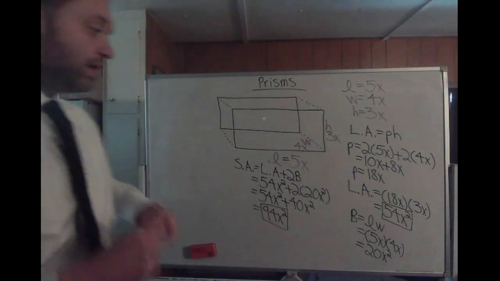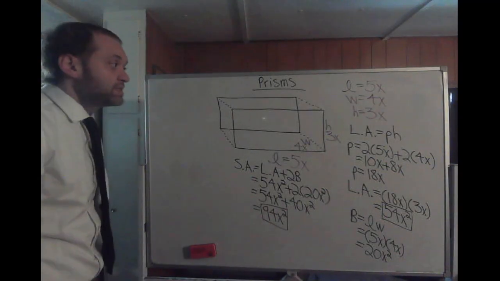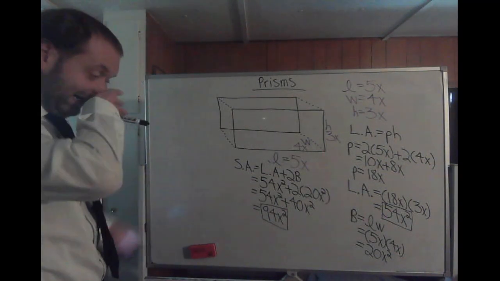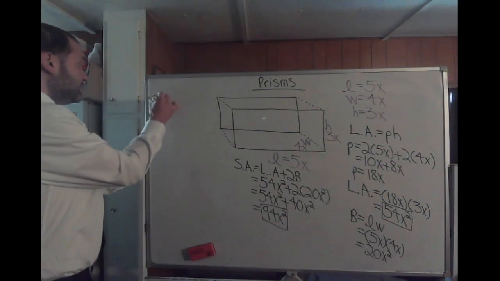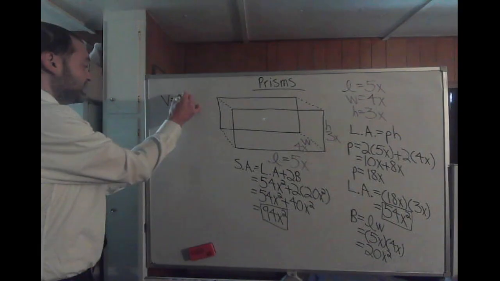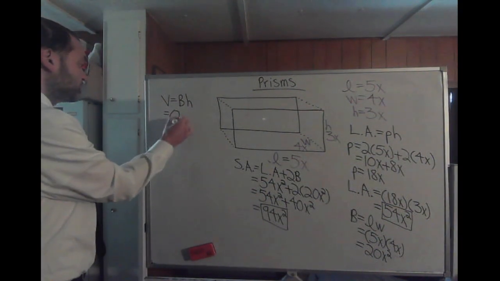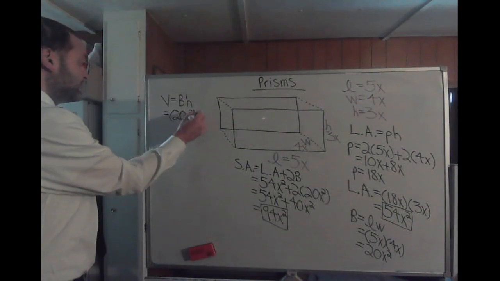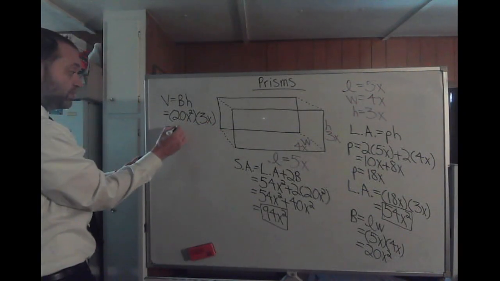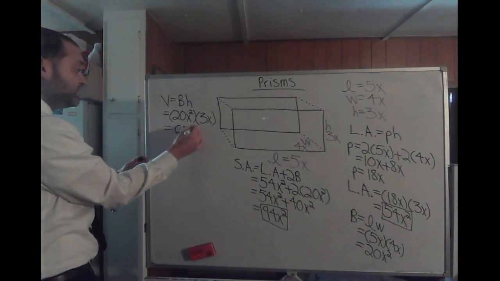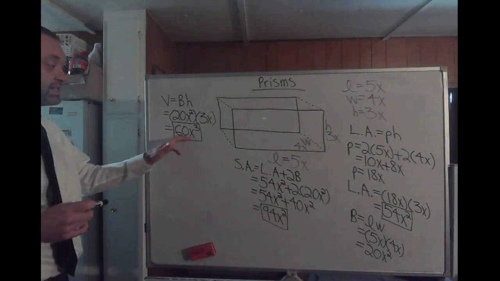So we have a lateral area of 54x squared units and a surface area of 94x squared units. Okay, now we found the lateral area and surface area, let's find the volume. The volume, of course, is the area of the base times the height of the prism. Area of the base was equal to 20x squared units times your height of 3x units, which would give you a total volume of 60x cubed units. So the volume of this prism would be 60x cubed units.